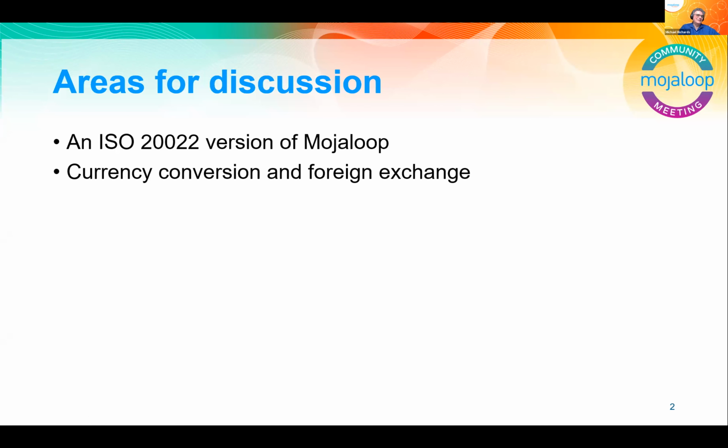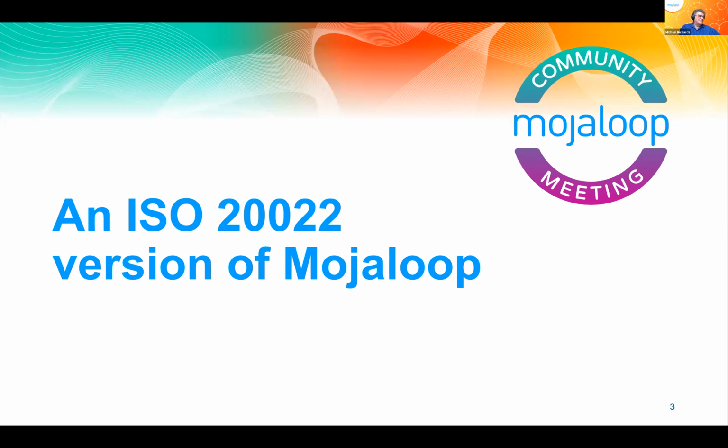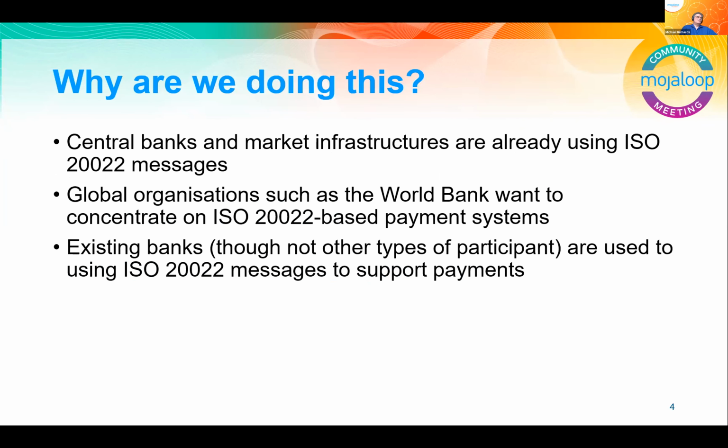So I'll take them in the reverse order from the way in which they are shown in the timetable, because the ISO work we have already started on. We are actually doing work at the moment, whereas the currency conversion, we've done quite a lot of definitional work, but no, we haven't actually broken any sods yet. So let's start off then by talking about an ISO 20022 version of Moduloop.